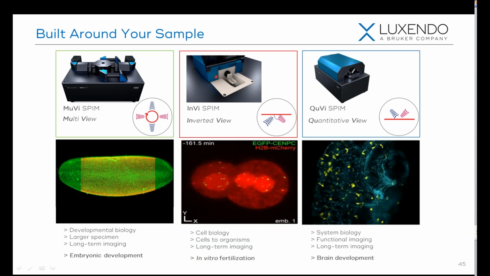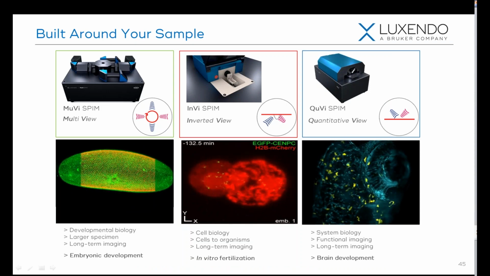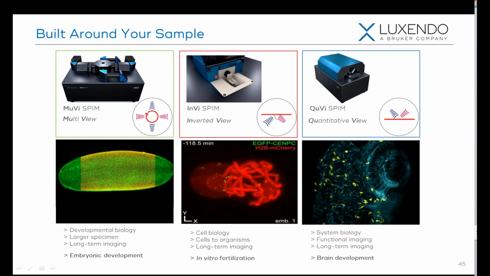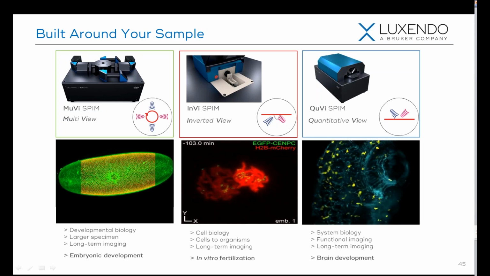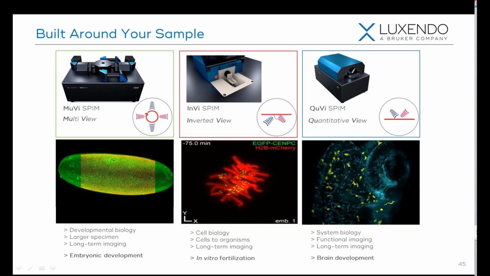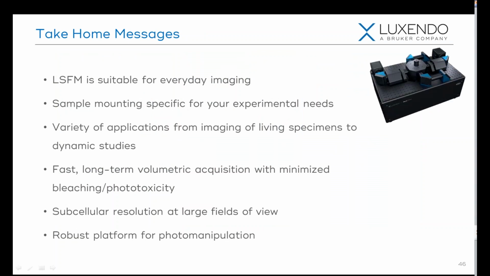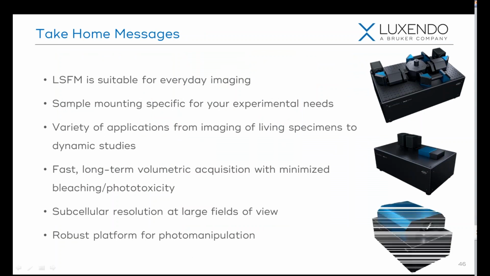So here, what we see is the 3 systems that I presented today: the 4-view multi-view, or 4-objective multi-view SPIM, our inverted SPIM, and our upright SPIM, the QV. But what I really want you to walk away with from this presentation is a better understanding of light sheet and how it translates to your particular imaging. In fact, what I really want you to take home from this is that light sheet is suitable for your everyday imaging. And we have different sample mountings that can be specific for your experimental needs, and each one of these sample mountings has an advantage.